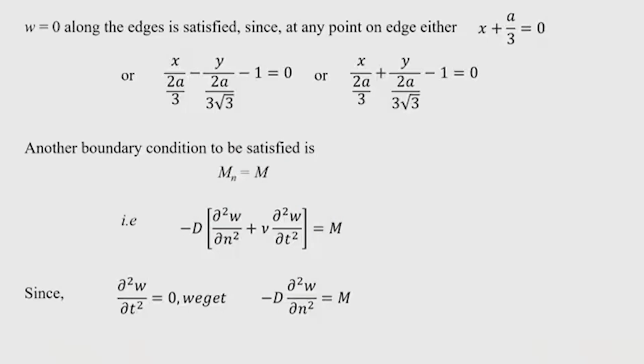Now, since it is supported along the edges, naturally this derivative is 0, the curvature is 0, and hence we get the condition of bending moment as minus D del square w by del n square equal to M.